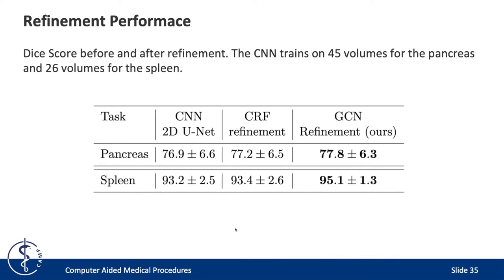And these are the initial results. We have here the initial Dice score of the CNN, of this two-dimensional UNet, over the input volumes. We have the results of the conditional random fields-based refinement strategy. And finally, we have the GCN-based refinement method here at the end. As you can see, we have a slight improvement with the pancreas segmentation problem over the conditional random field strategy. And for the spleen problem, we have around 2 points of improvement compared with the conditional random field refinement strategy in this particular case.